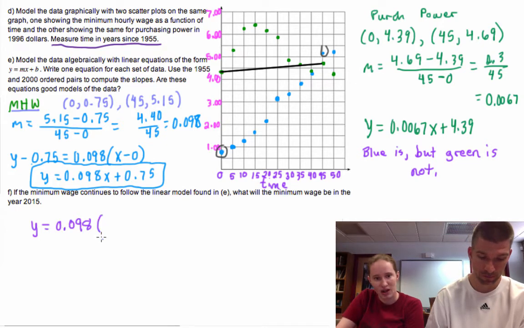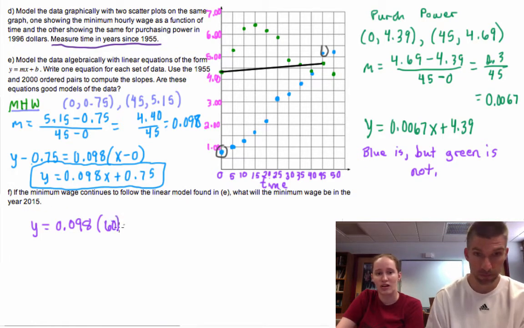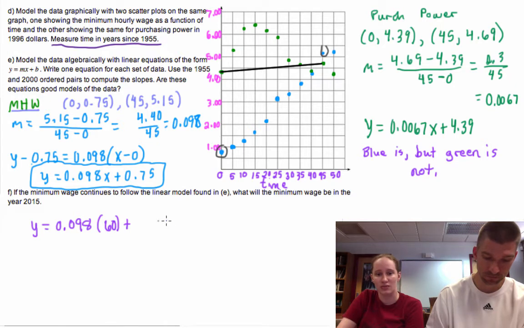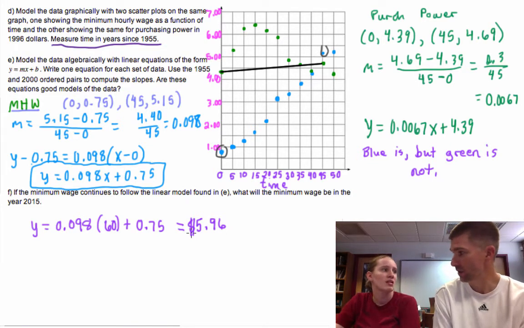And we're just going to put, how many years is it from 1955 to 2015? That's 60, right? 60 years. So that's what goes in for X. You would not want to put 2015 in for that. No, don't do that. And you just figure out what this is. $5.96. Which I think minimum wage is actually $7 or something like that.